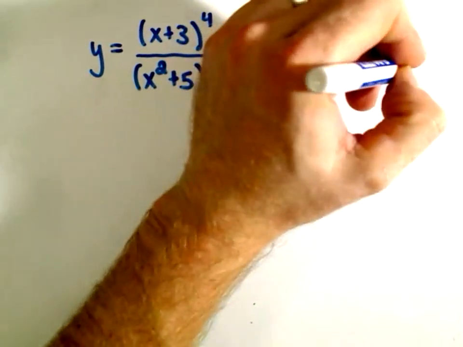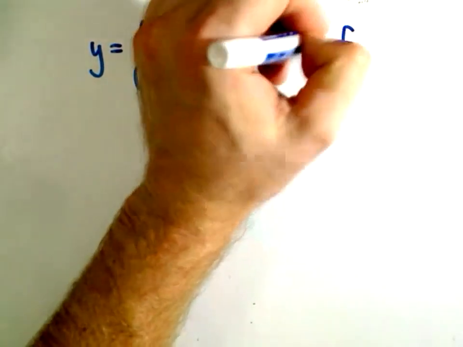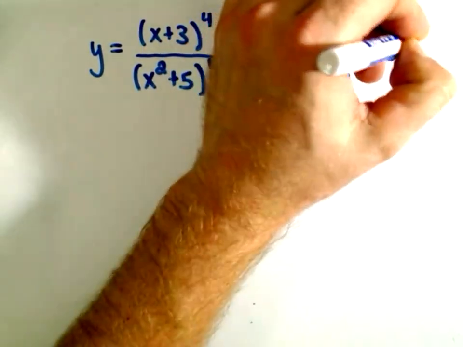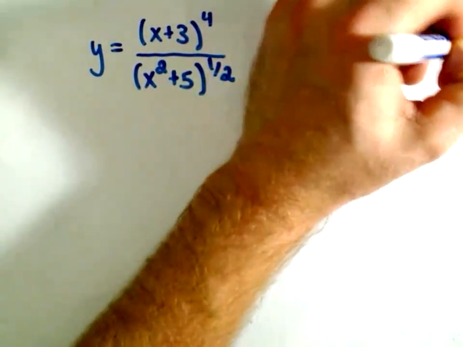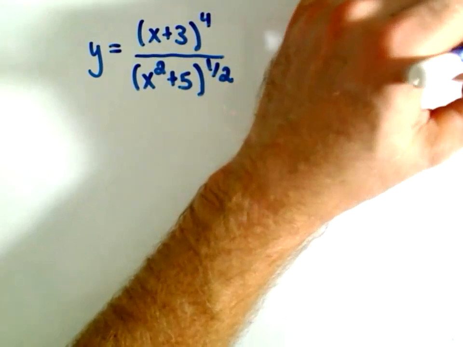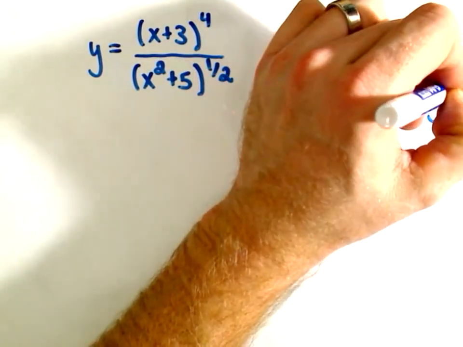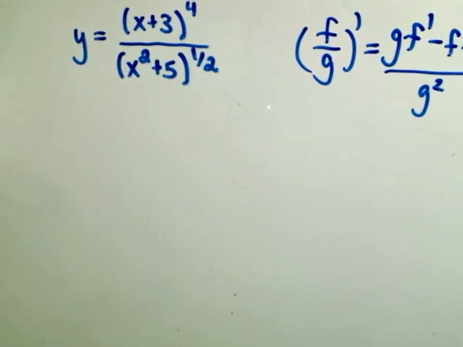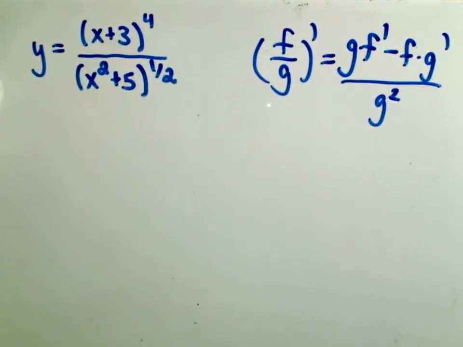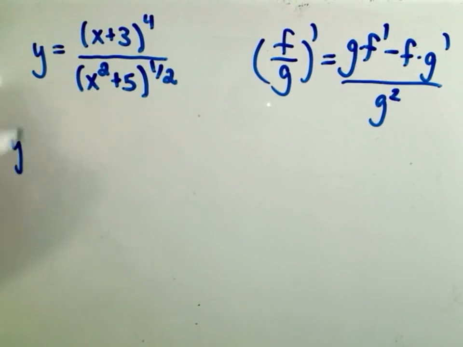So remember the quotient rule says if you have a fraction, you get the bottom times the derivative of the top minus the top times the derivative of the bottom, all over the bottom squared. Okay, so there's the good old quotient rule, and we are just going to use that here.